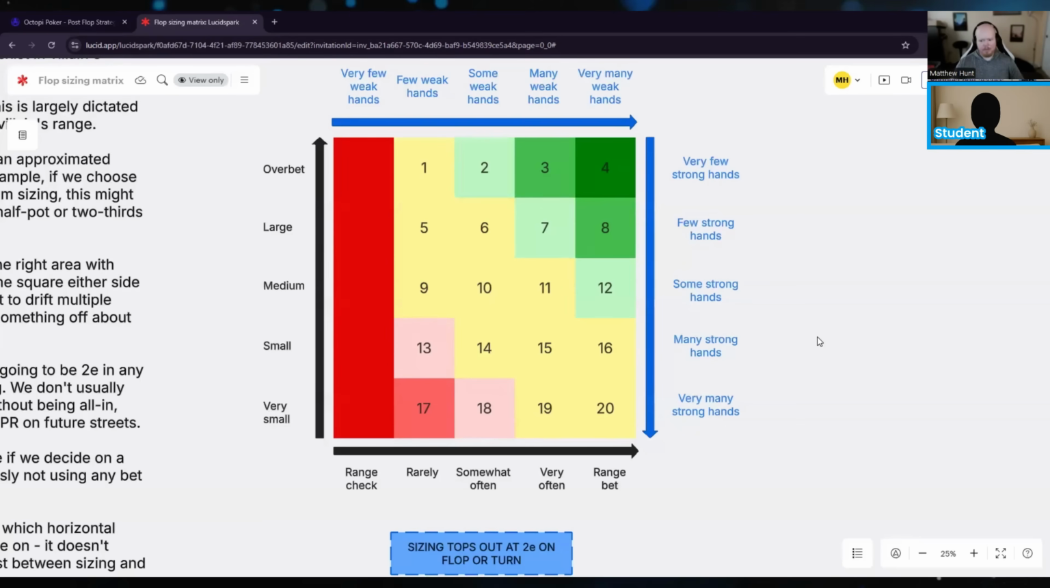With that in mind, we now have to think about how many weak hands our opponent has. So on this ace 4 rainbow, how many weak hands do we think they have? They have a lot of both, right? Because their range is pretty wide there. Exactly. They have quite a lot of weak hands here as well, right?